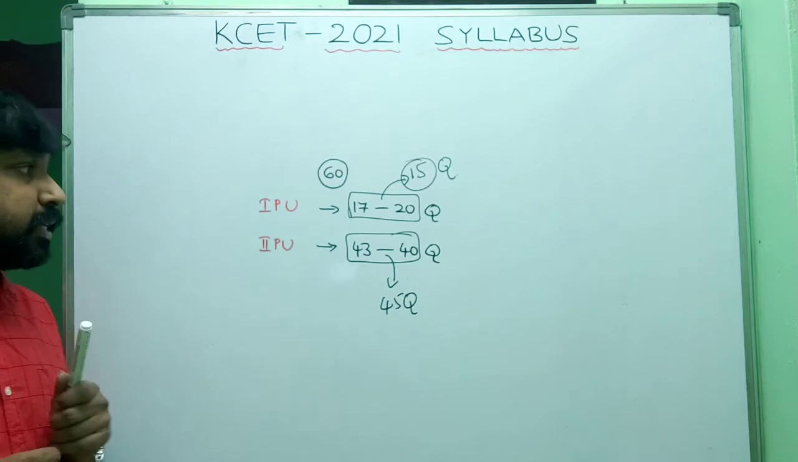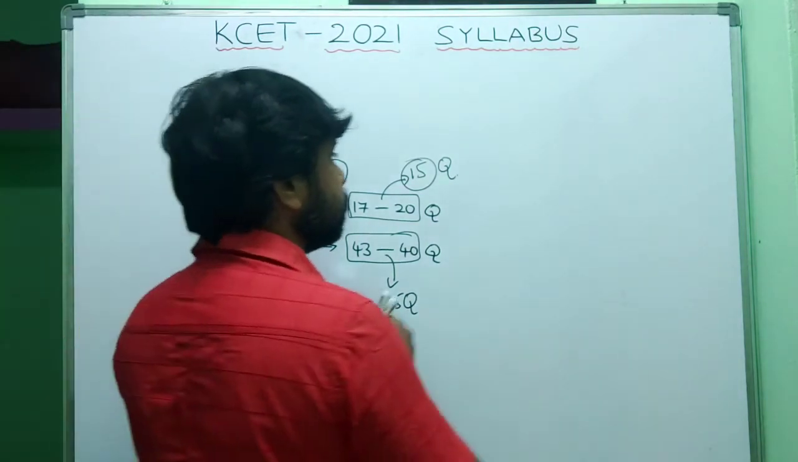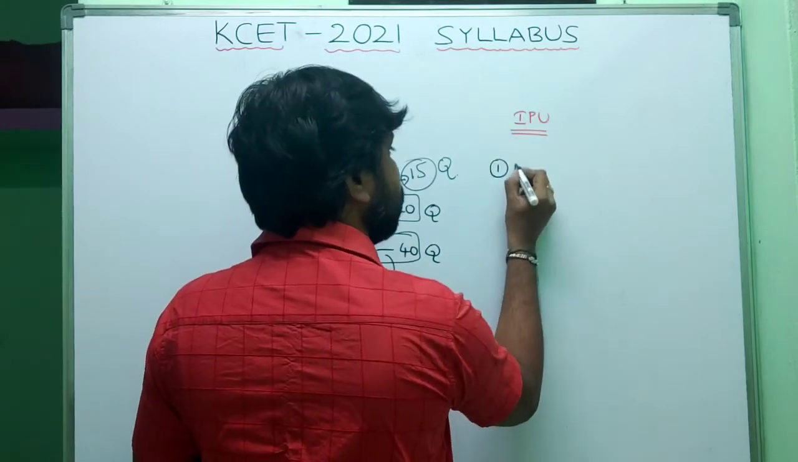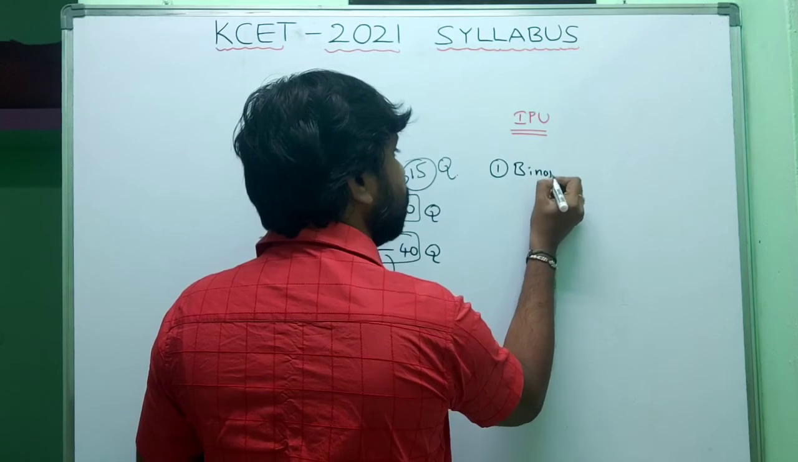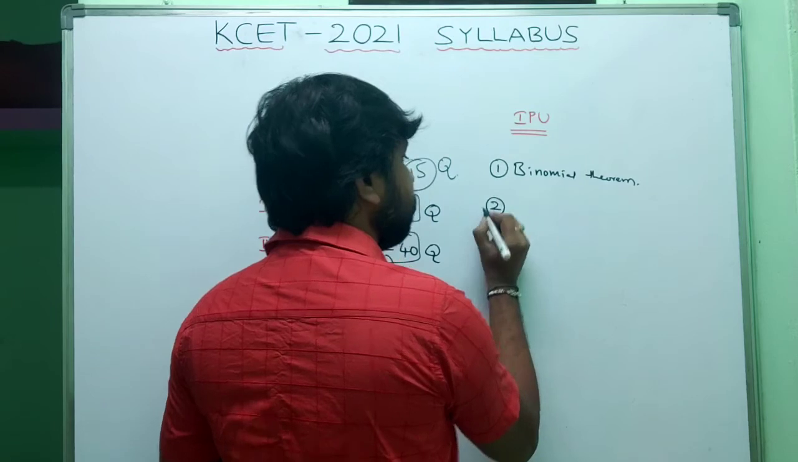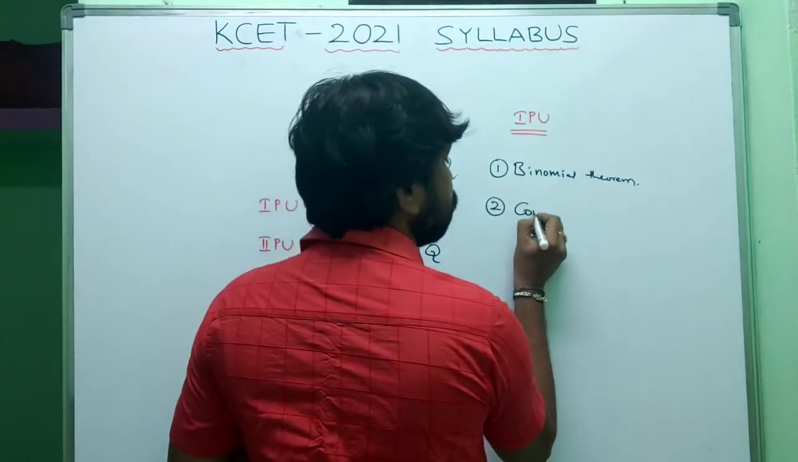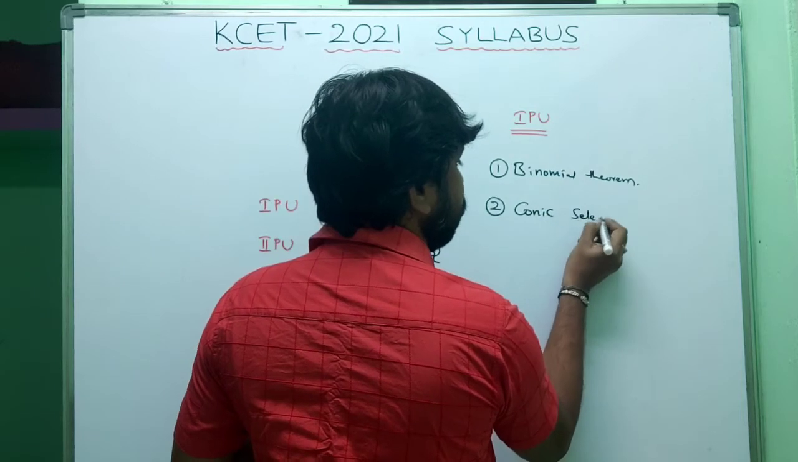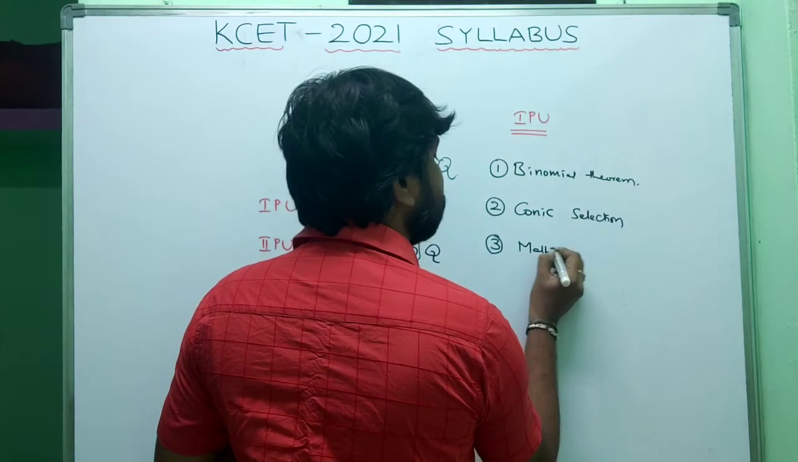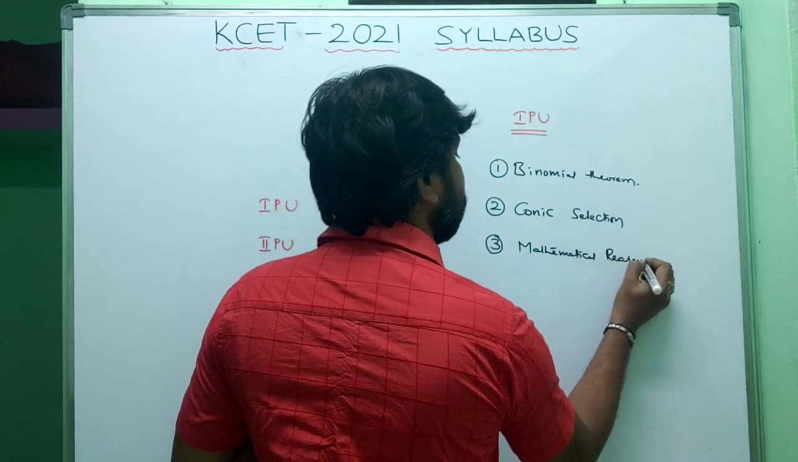So which chapters are deleted in first PUC? In the first PUC syllabus, the deleted very important chapter is binomial theorem. Coming to the second chapter in mathematics, conic sections. The conic sections topic is completely deleted. And coming to the third one, they deleted mathematical reasoning. Mathematical reasoning also they deleted.